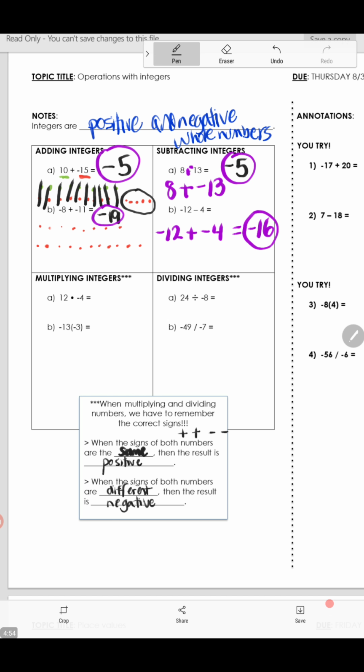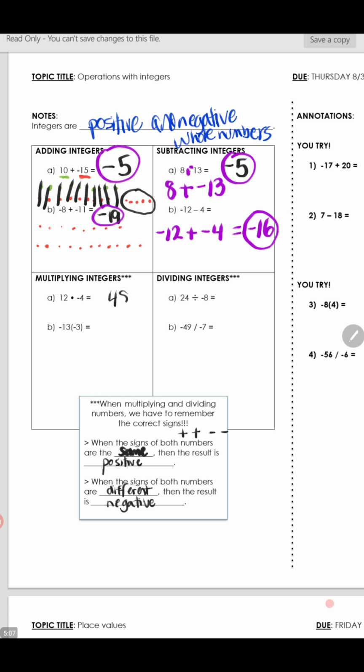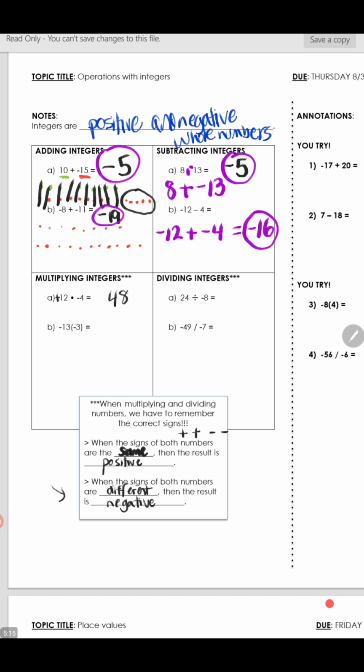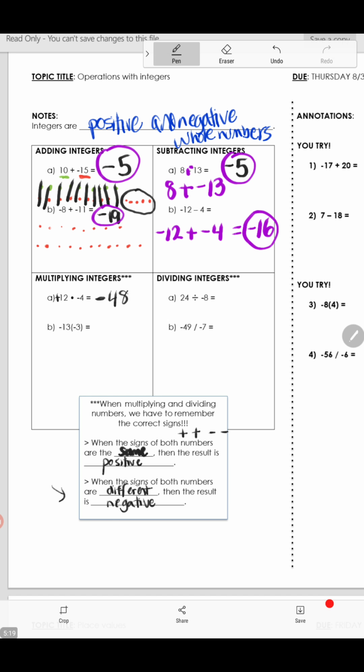So part A says 12 times, you're going to see multiplication with this dot here. That means multiplication. 12 times negative 4. Well, let's just multiply the numbers that we know, 12 and 4. That multiplies to 48. The 12 was positive, and the 4 here was negative. Since they are different signs, the answer is a negative 48. Okay, let's go through and figure out those signs now.